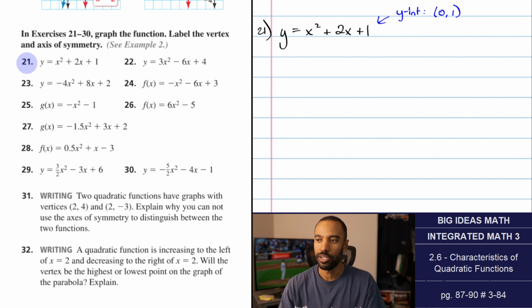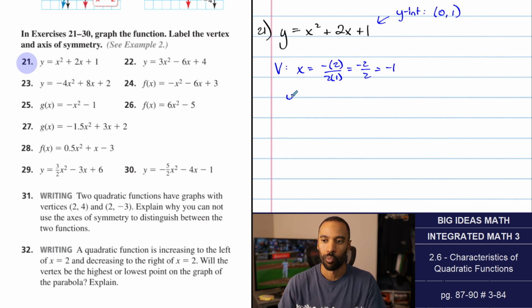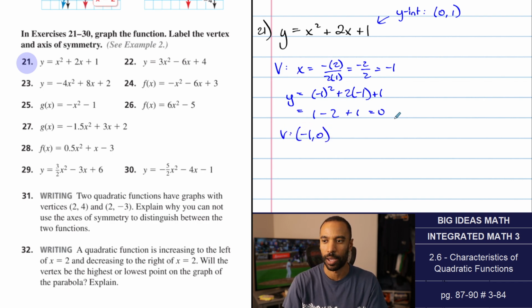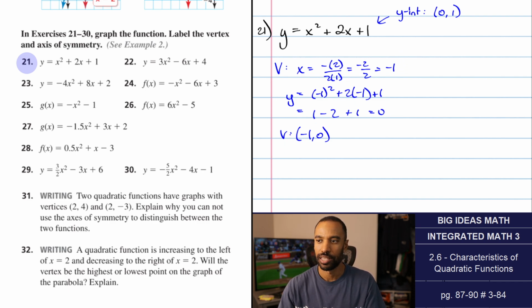Okay, so the vertex is going to be, the x value is going to be at negative b over 2a. Now, b is 2, a is 1, and negative 2 over 2 is negative 1. The y value for this, you're going to substitute negative 1 into your equation. So we do negative 1 squared plus 2 times negative 1 plus 1. That's 1 minus 2, which is negative 1 plus 1 is 0. So your vertex is at negative 1, 0. Negative 1 for x, 0 for y. Your axis of symmetry is x equals negative 1, by the way.